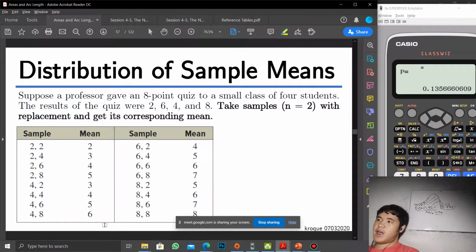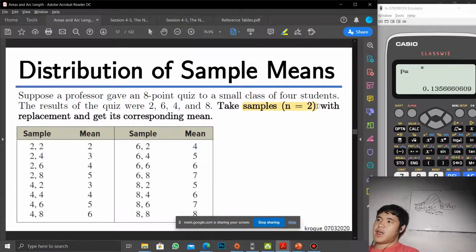Now, let's take the sample means. Taking all the possible combinations with n equals 2, we get this. So these are all the possible means.